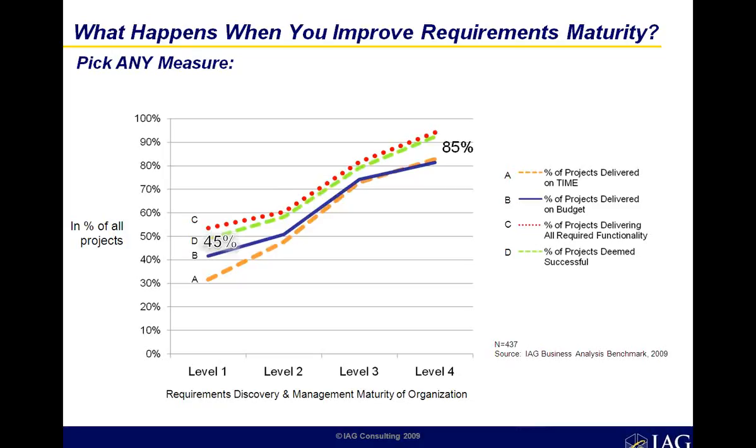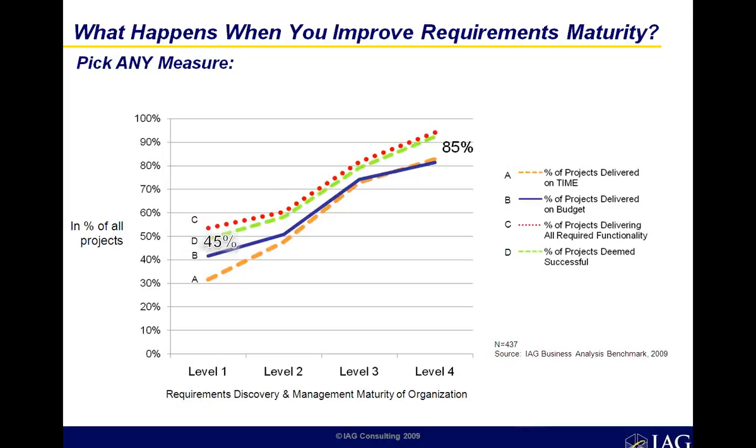So what I want you to do is pick. Do you prefer to have projects on time? What's most important? On time, on budget, delivering on function, or the projects are really successful for your organization? Pick A, B, C, D. Which one is most important to you?